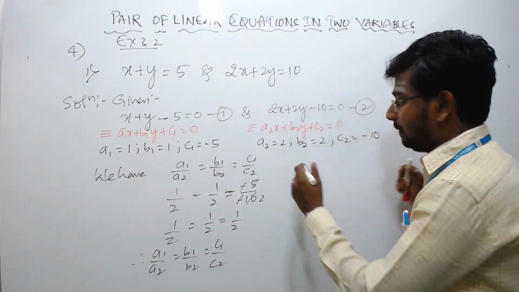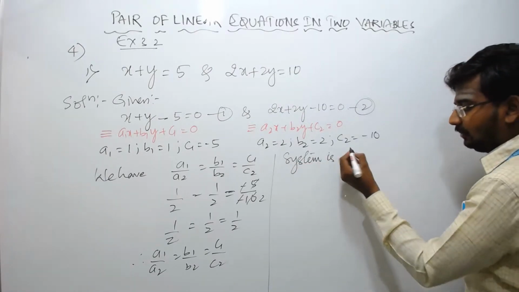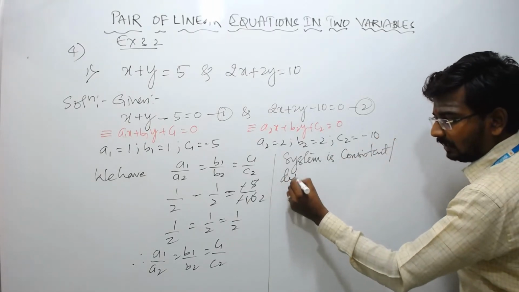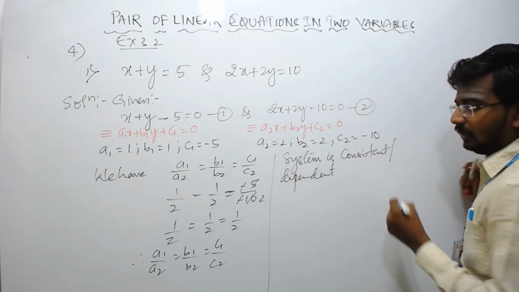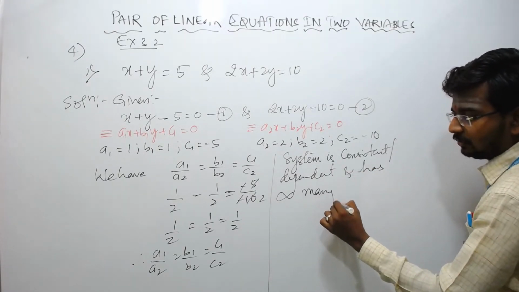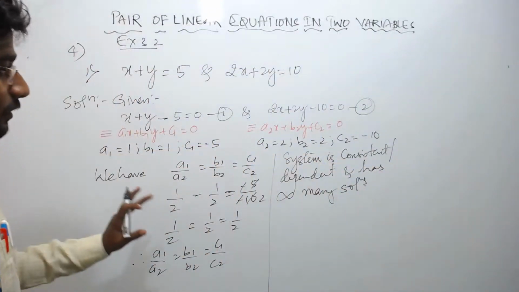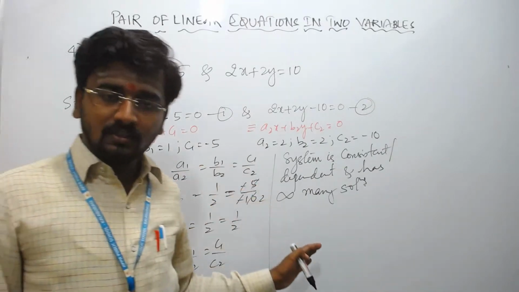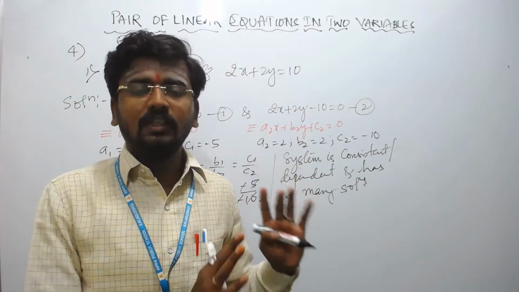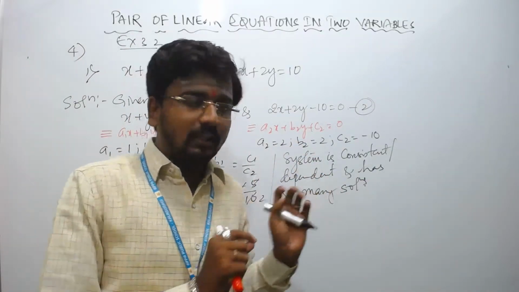The system is dependent. The system is, you can say, either consistent or dependent and has infinitely many solutions. So what is according to the question? If the system is consistent, then we have to solve graphically. If not, as usual, it is inconsistent, because two lines are parallel to each other. That conclusion we'll see if there are any such problems.